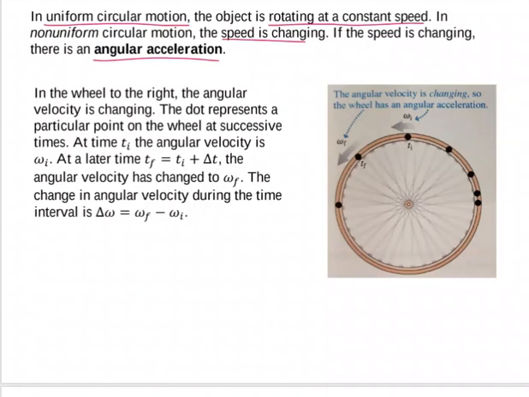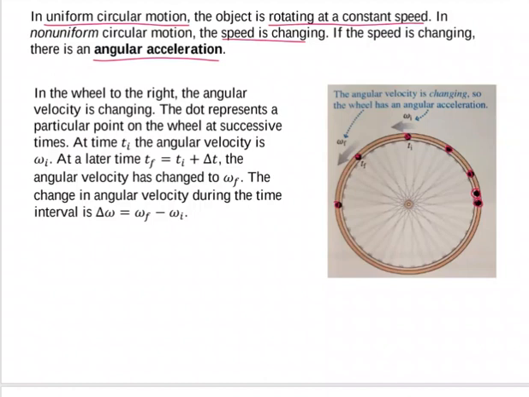So now we're finally going to learn this time about angular acceleration. In the wheel here in the picture, the angular velocity is changing. As we can see, we started off here, the dots are very close together, and then they're getting farther and farther apart. So that means the wheel is speeding up.